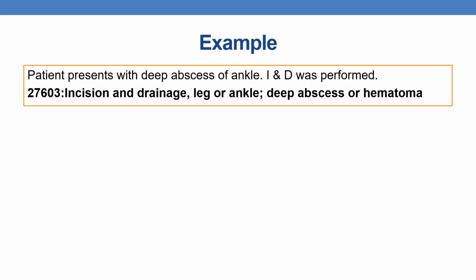Now let us see an example. Patient presents with deep abscess of ankle. I and D was performed. I and D is nothing but incision and drainage. Here the CPT is 27603, incision and drainage, leg or ankle, deep abscess or hematoma.